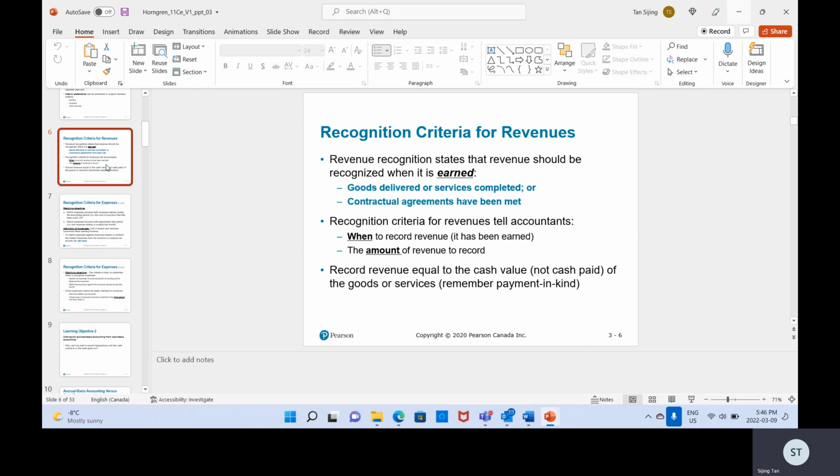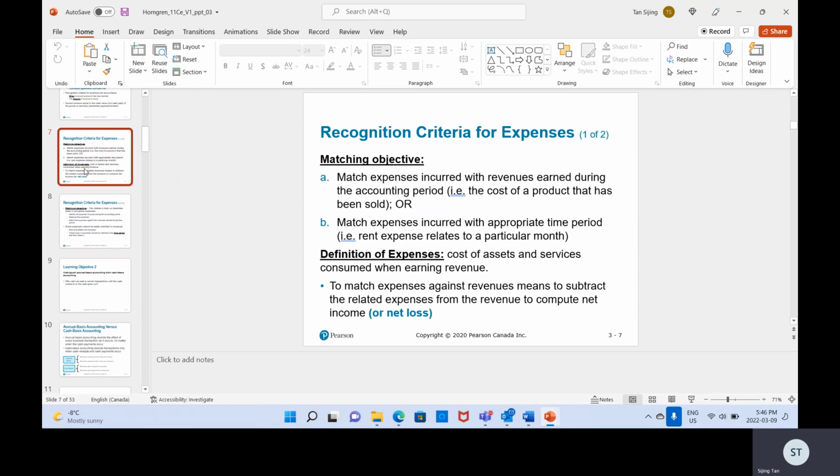Think about that question. The doctor did the surgery in December, but the provincial insurance plan didn't pay him until the next year. When would he record this revenue, recognize the revenue? According to the revenue recognition criteria we just talked about, it has to be in December, right? This is when he performed the surgery or the services. So that is how this revenue recognition criteria works.